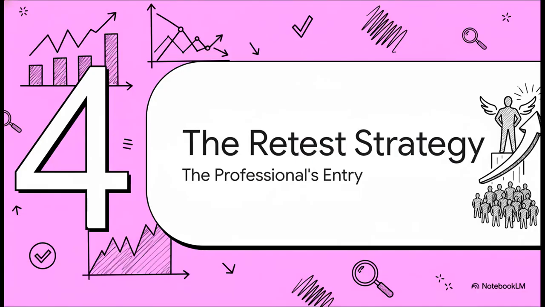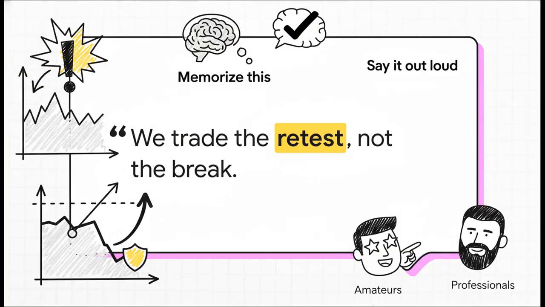All right, now it's time to put it all together. We can read the structure, we've seen the warning signs, and we know what confirmation looks like. So how do we actually get into a trade? This is where we stop thinking like amateurs and start using a professional, high-probability approach. I want you to memorize this. Seriously, say it out loud. This is the mantra that will save you from so many failed trades.